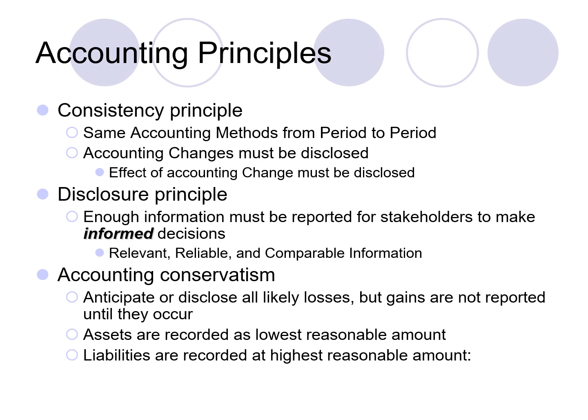So you have to use a single method from period to period. But in any case, if you want to change a method at any point in time, you have to disclose it, and the impact of that change should be disclosed as well. So this is the consistency principle. Then the second one is the disclosure principle. The disclosure principle is that you have to disclose all the relevant information.